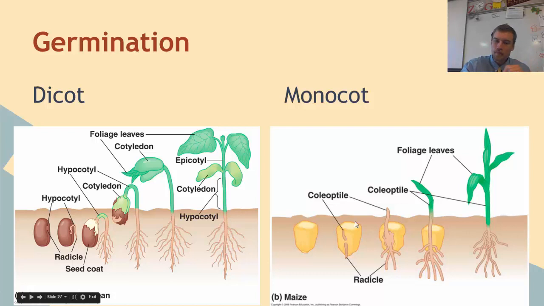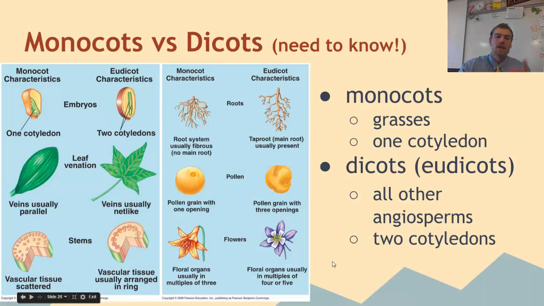If it's a monocot, the monocot sends roots down, and it also sends the first leaf up. It's a single leaf. So kind of interesting the differences between the two. I would say you need to know the major differences between the monocots and the dicots.